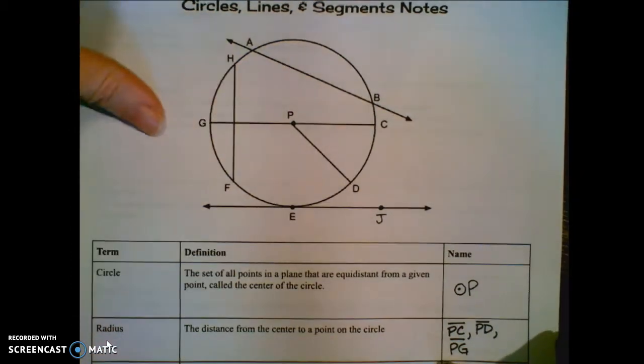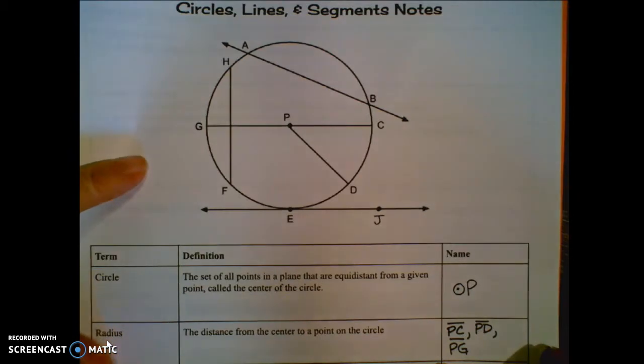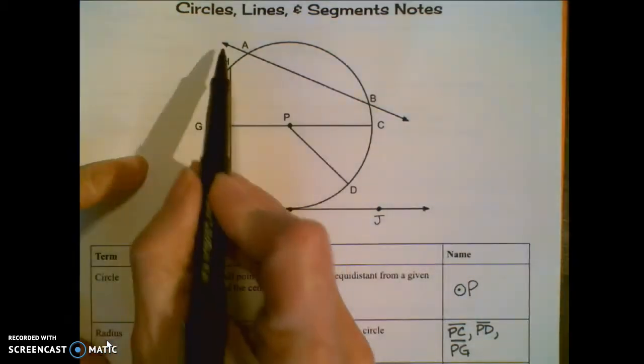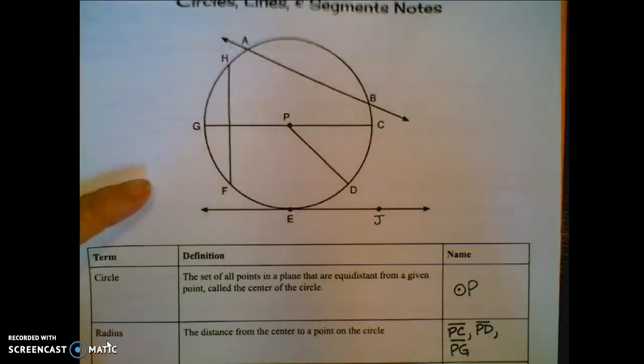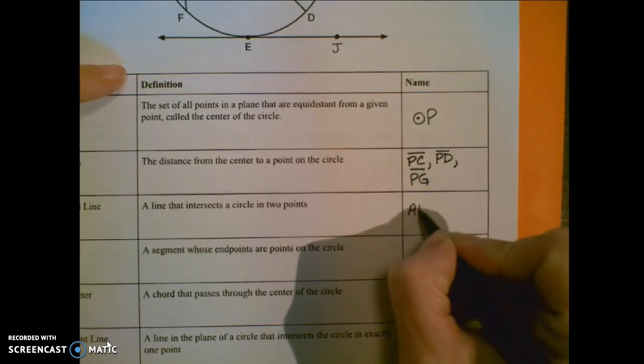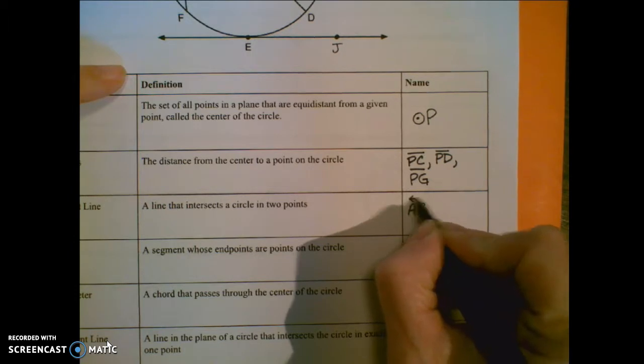Remember, when you name a line, you name it with the 2 capital letters corresponding to those 2 points, and then we draw this line symbol above them. So to name our secant line in this case, we have A, B for the 2 points. It's the line drawn above.